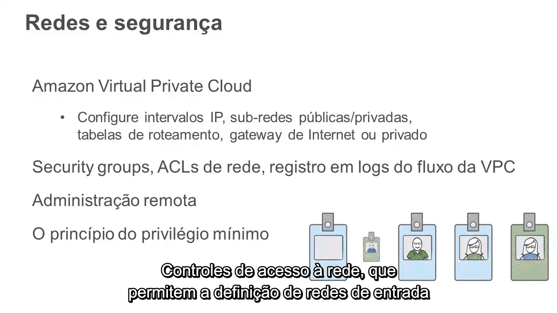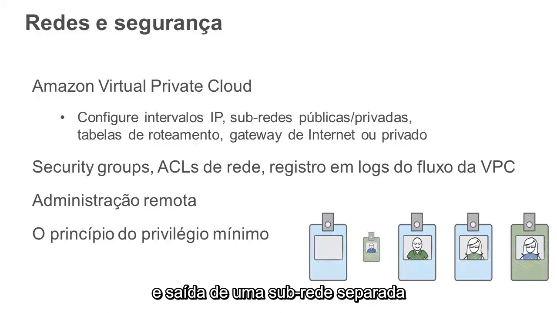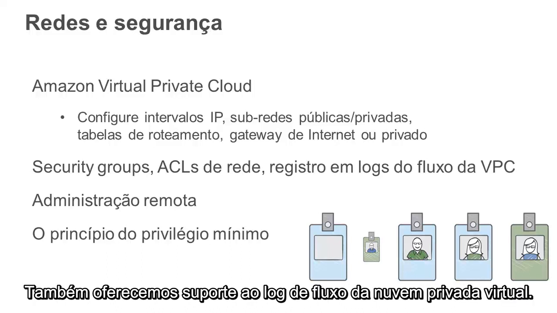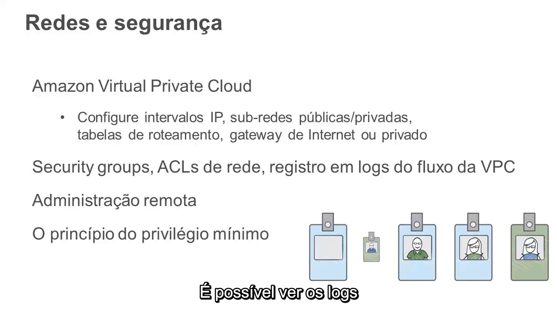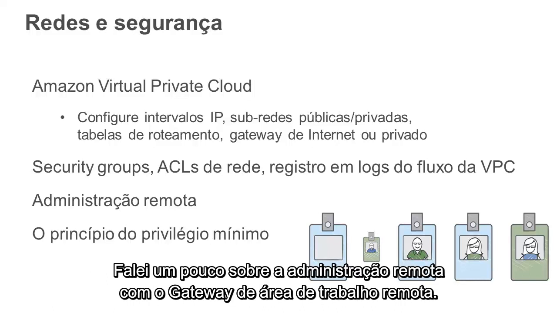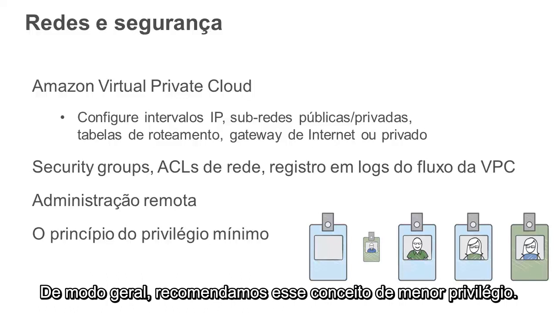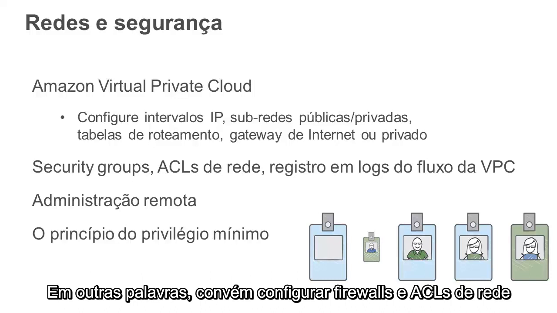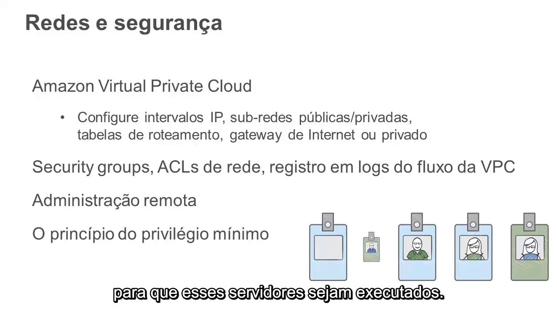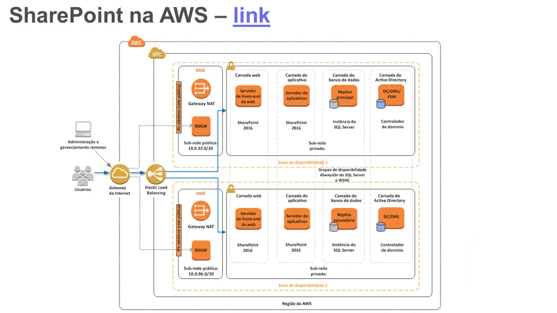which allow you to define networking in and out of a subnet separate from a firewall that supports an individual instance. We also support virtual private cloud flow logging, so you can look at the logs for all network traffic in and out of any one of the subnets. I talked a bit about remote administration with Remote Desktop Gateway, and in general, we recommend this concept of least privilege. In other words, you really should set up firewalls and network ACLs that provide the least privileges, the smallest set of privileges that you need to allow these servers to run.